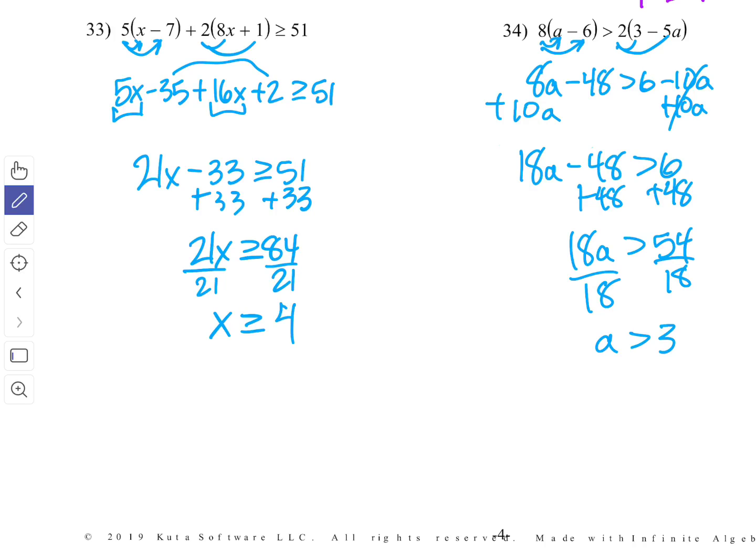Alright, there we go, guys. So there's a lot of practice. Hopefully that helped you understand how to solve those types of inequalities, and there we go.